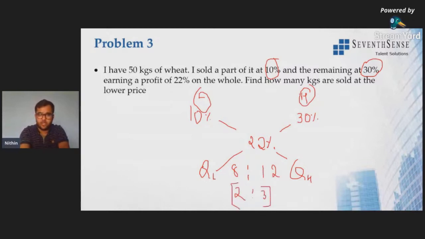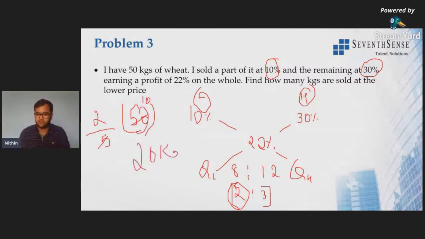Now from 50 kgs, they want to know what is the weight of lower price value. Lower price is nothing but 2 units, right? So it is 2 out of total units 5. You know the ratio concepts usually, right? Basic approach. So 2 units out of total value, 1 unit is 10 kgs. So 10 into 2 is 20 kgs. So Aditya is right. 10 into 2 is 20 kgs.